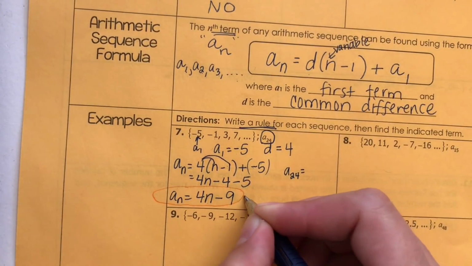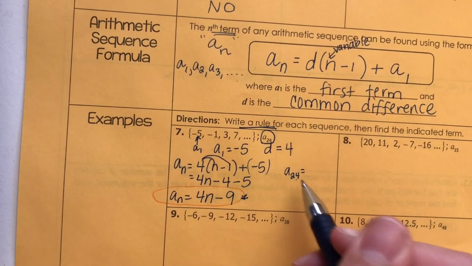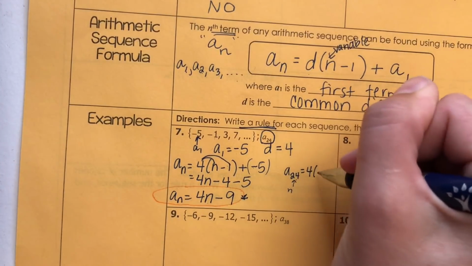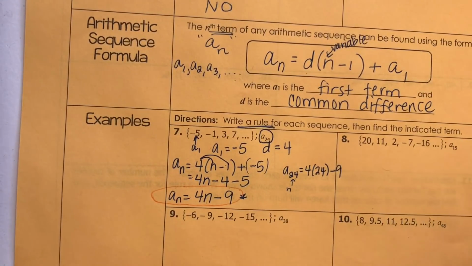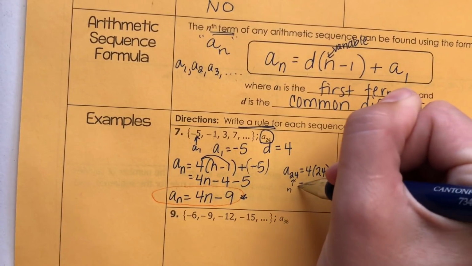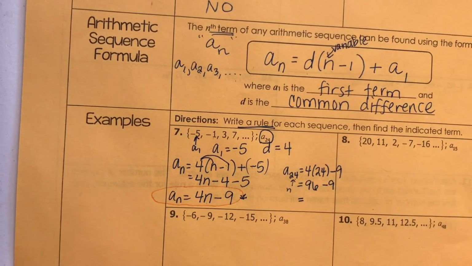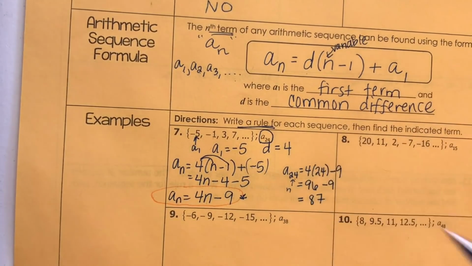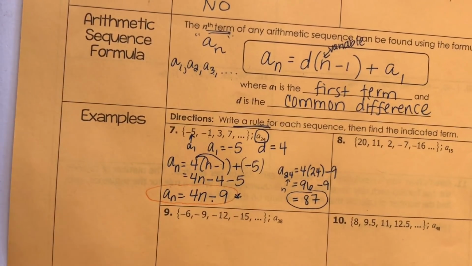Okay, so this is part 1. We're going to use this to find this one. So we're just going to put 24 in for n. So 4 times 24 minus 9. Well, if you calculate 4 times 24, you will end up getting 96. And 96 minus 9 is 87. So we're just evaluating this part here. Multiply, then subtract. Okay, so we've got the nth term, and then we found the 24th.